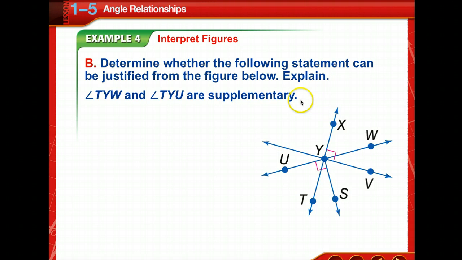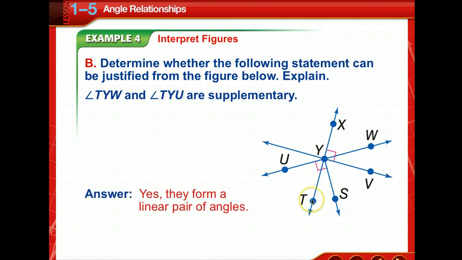Can we determine whether angle TYW and TYU are supplementary? Yes, they form a linear pair. TYW, TYU, there's that linear pair, sure enough. Okay, so a linear pair by definition is 180 degrees, which is supplementary.